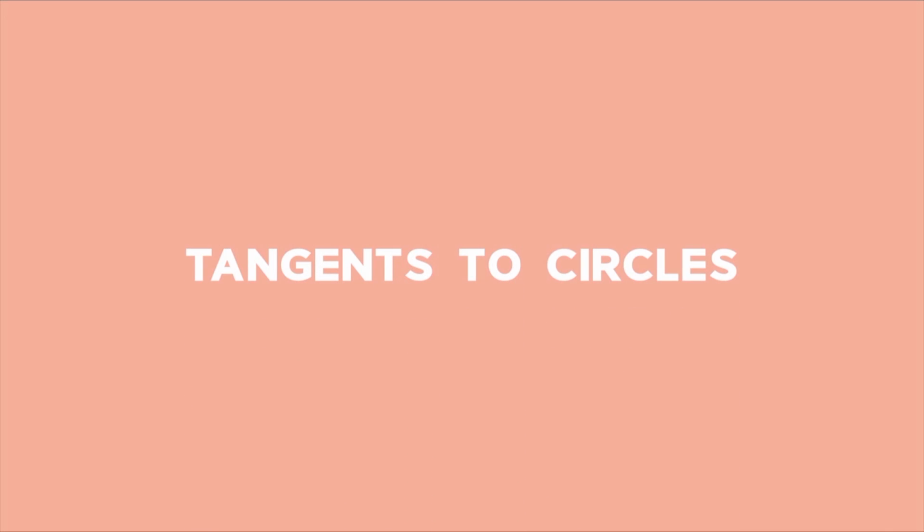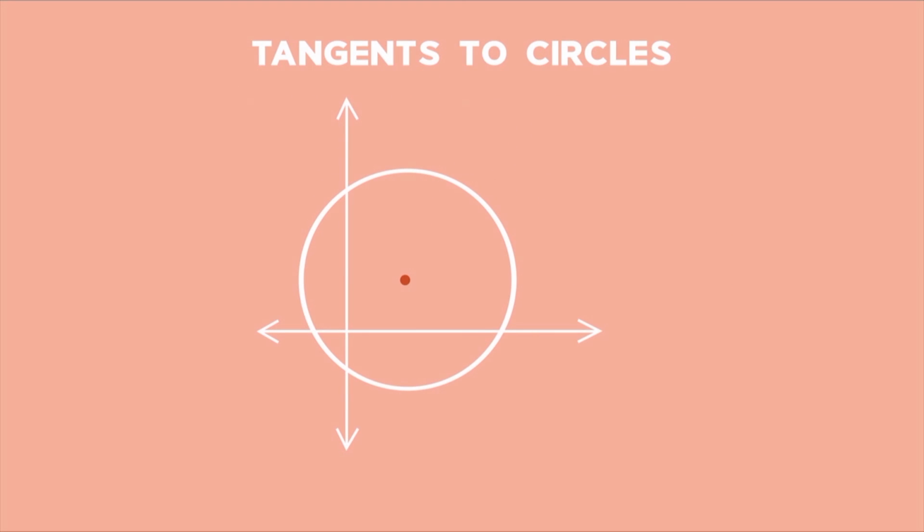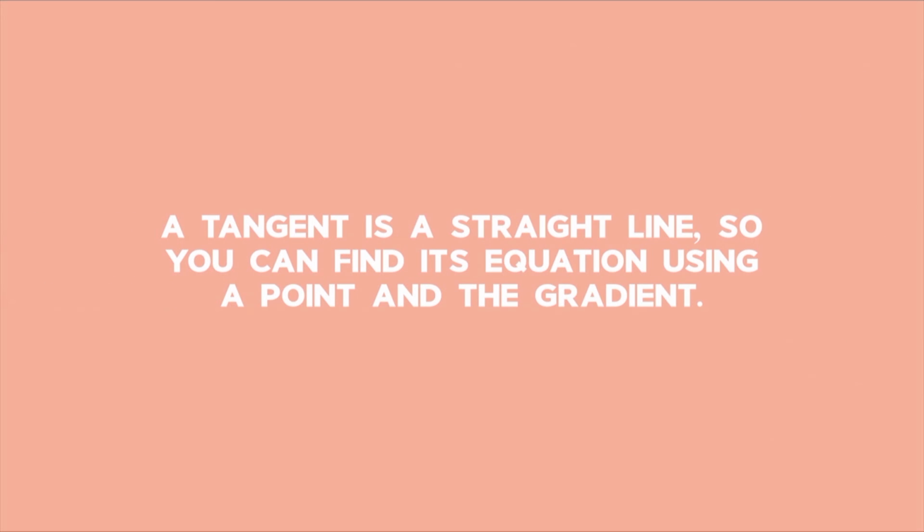Now we look at tangents to circles. Remember that a tangent is a line that touches the circle at only one point, the point of contact. A tangent to a circle is perpendicular to the radius of the circle at the point of contact. A tangent is a straight line, so you can find its equation using a point and the gradient.